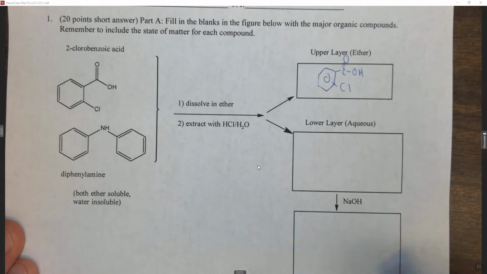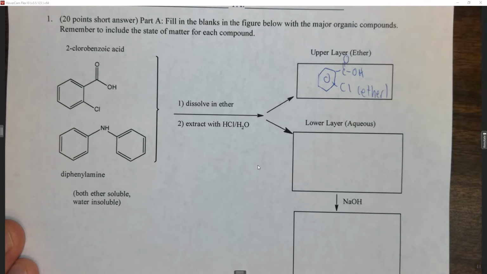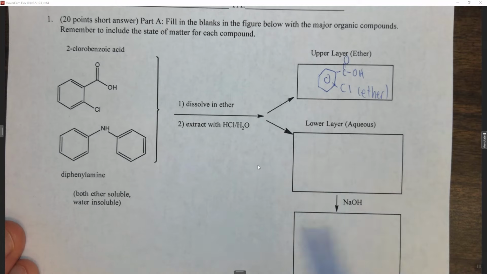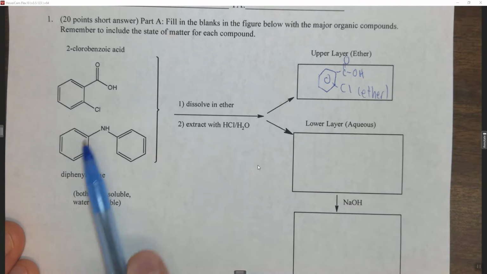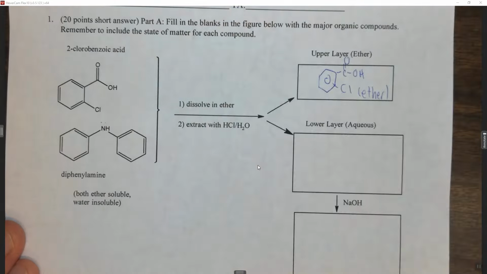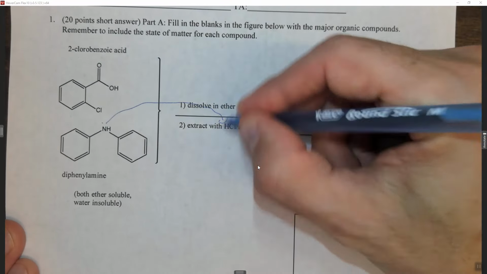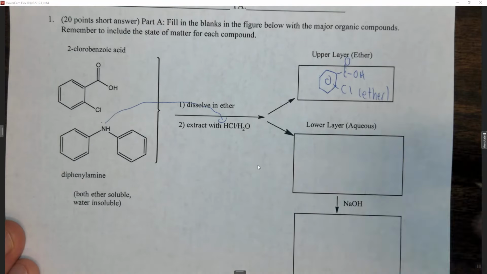It says to make sure to include states of matter. It's here, but I'll put it here again just in case. Okay, then the lower aqueous layer. So what happens? HCl is a proton donor. It's an acid. The lone pair on nitrogen is a proton acceptor. So effectively, this grabs this proton. Now you don't need this arrow. I'm just trying to show you what happens. That lone pair grabs that proton.